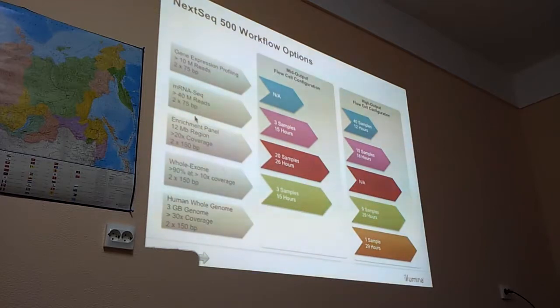Then if you do an enrichment panel with 12 megabases, sorry, this is already quite a big panel. This is something like TruSight One, the clinical exome. Then in mid output it would be 20 samples, high output it would be of course more, something like 3 times, maybe 60 samples.